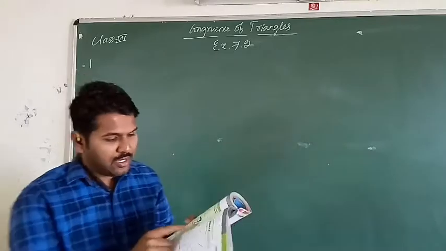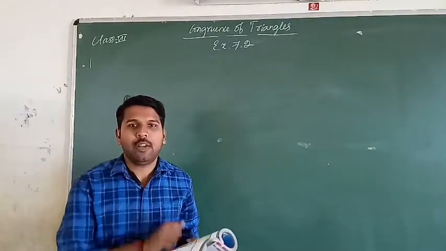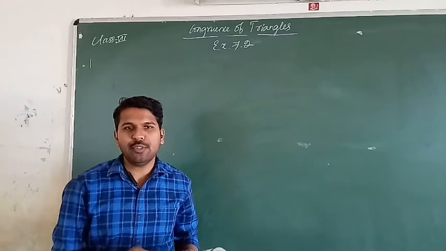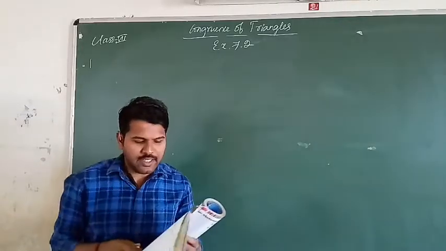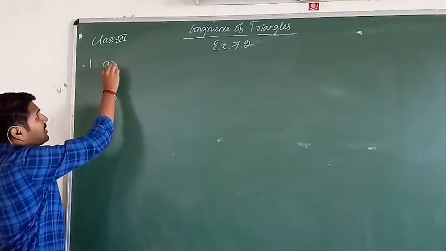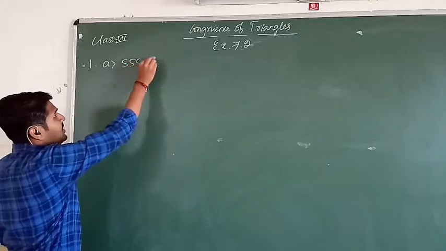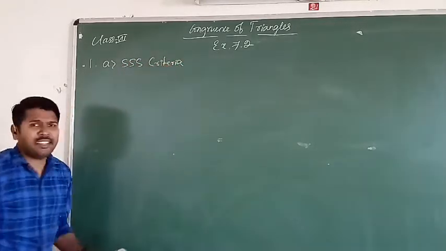So first one, here three sides are given and their corresponding sides are also equal. That means which criteria you have to use? Three sides are equal means SSS criteria, isn't it? So first one, A1, is SSS criteria.